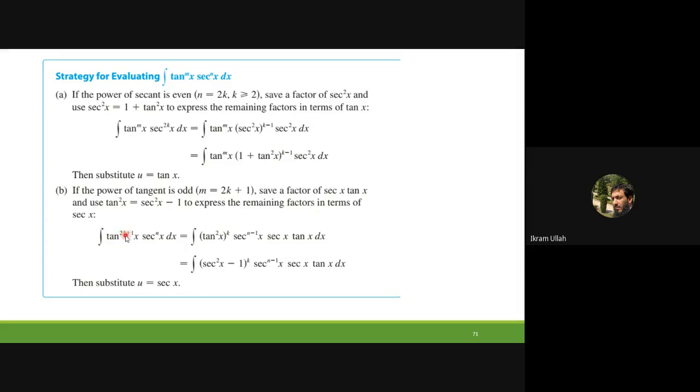Here tangent has power 2k plus 1, so split it: tangent to the power 2k will come, and one tangent is left, so we write it here, this is tangent of x. Now using this identity, tangent square is equal to secant square x minus 1, this is equal to secant square x minus 1 whole k, and this is secant n minus 1 x, secant x and tangent of x into d of x. Now using the substitution u is equal to secant x, evaluate the integral by the previous procedure.